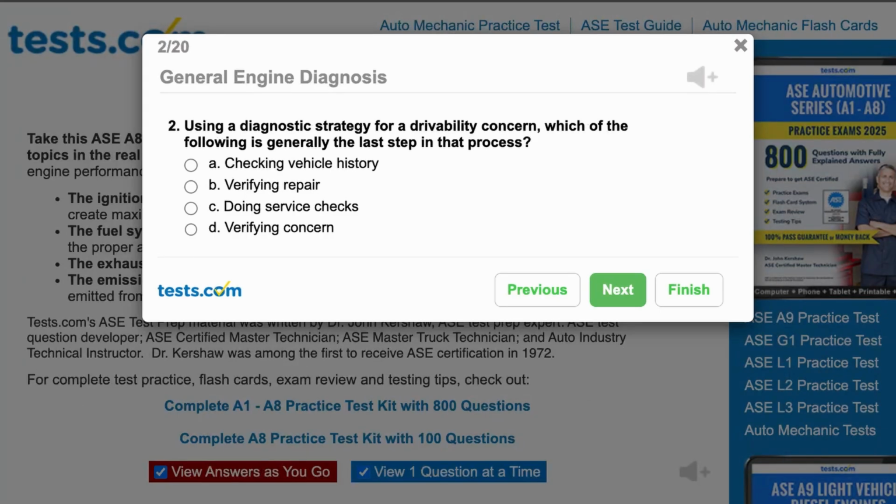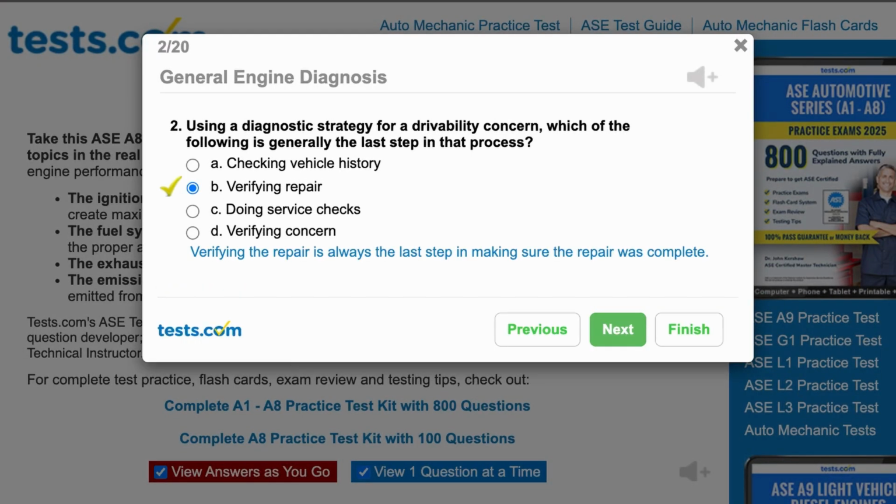Question 2. Using a diagnostic strategy for a drivability concern, which of the following is generally the last step in that process? A. Checking vehicle history. B. Verifying repair. C. Doing service checks. D. Verifying concern. B. Verifying repair. Verifying the repair is always the last step in making sure the repair was complete.